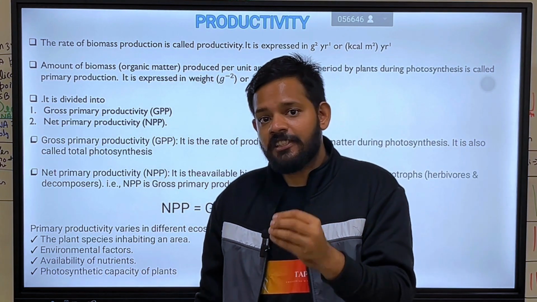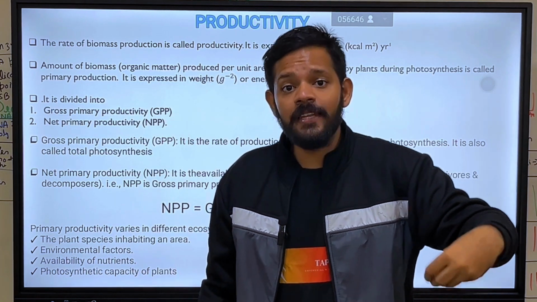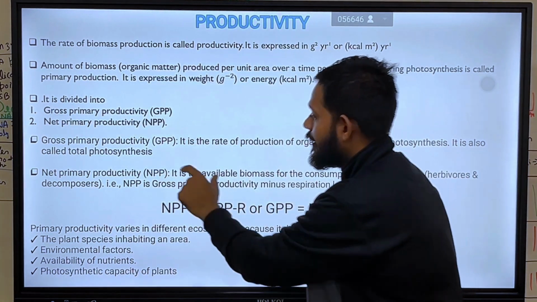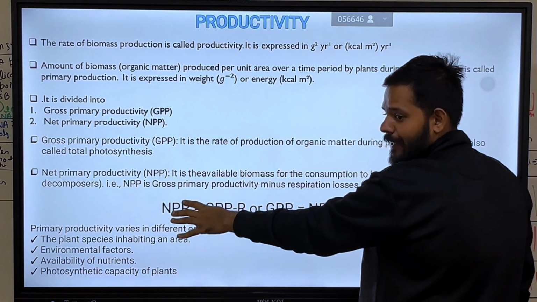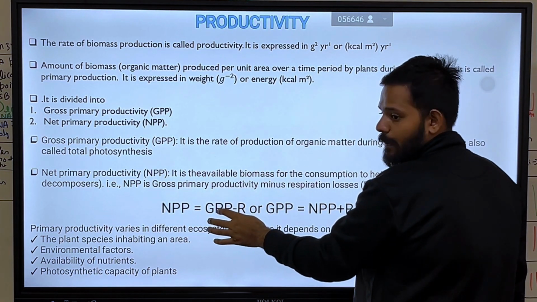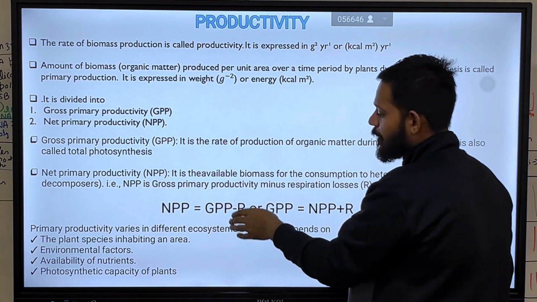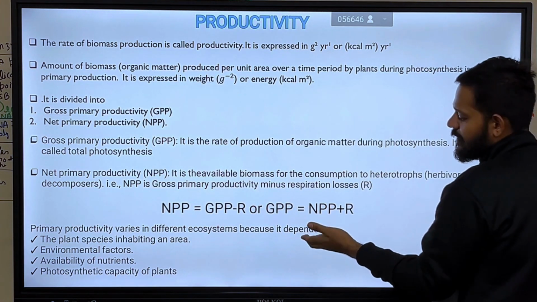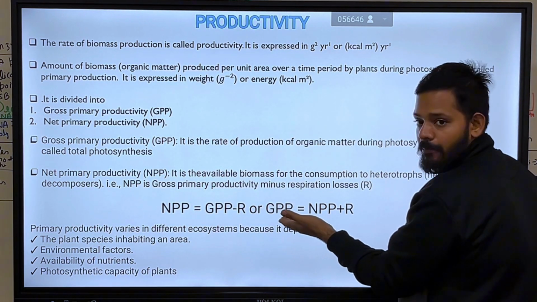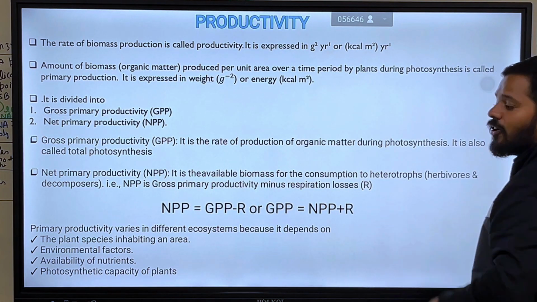So the thing which is produced by plants and eaten by heterotrophs, animals, that is your net primary productivity. And this is the formula for finding net primary productivity: GPP minus R. R is your respiratory loss, GPP is gross primary productivity, and NPP is your net primary productivity. Or we can say that GPP equals NPP plus respiratory loss.